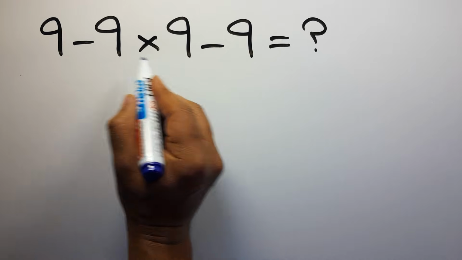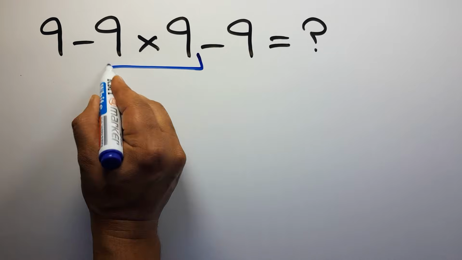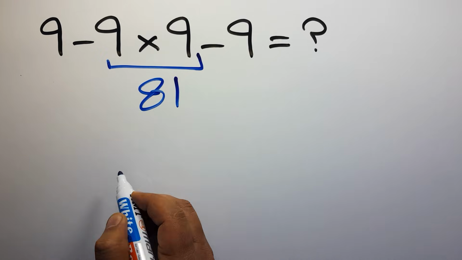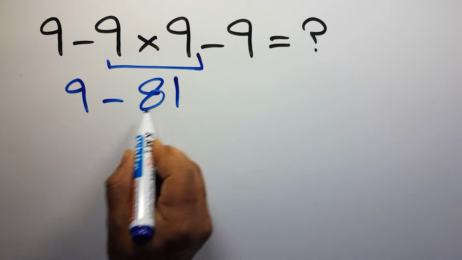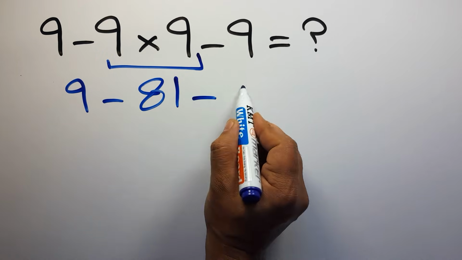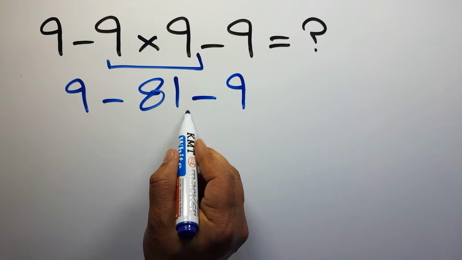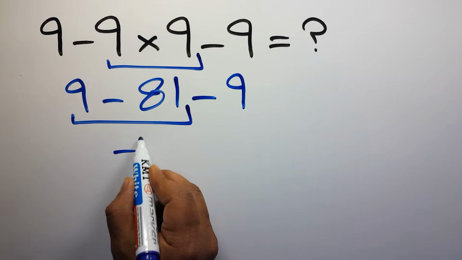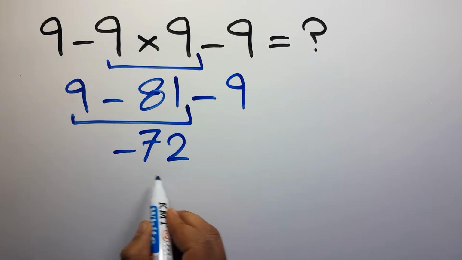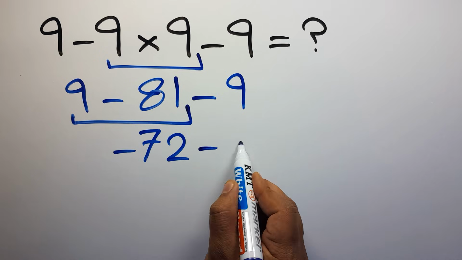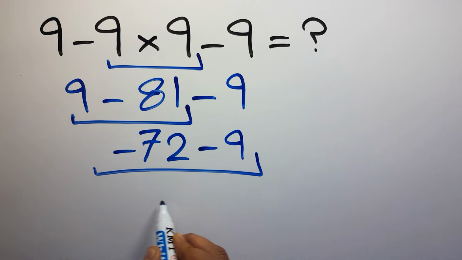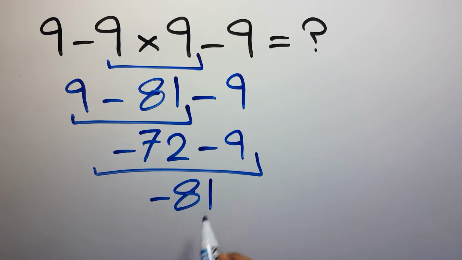So first this multiplication, 9 times 9 gives us 81. So 9 minus 81, then minus 9. Now we have to do this subtraction. 9 minus 81 gives us negative 72. So negative 72 minus 9, which equals negative 81. And this is our final answer to this problem.